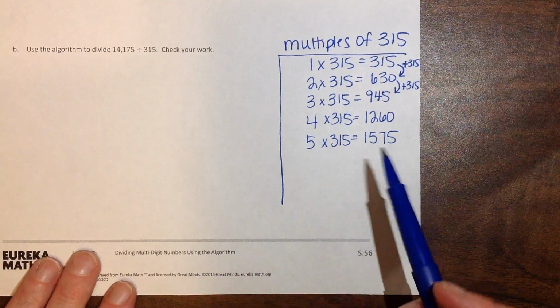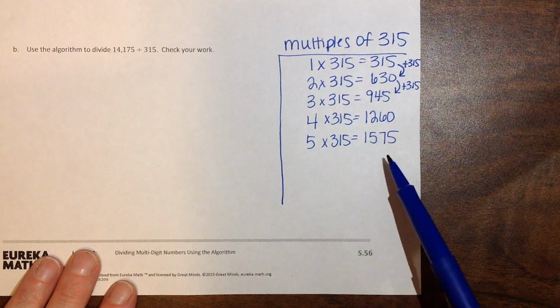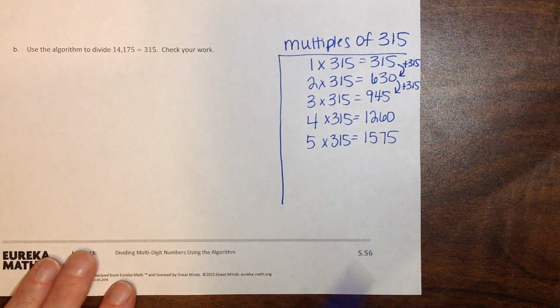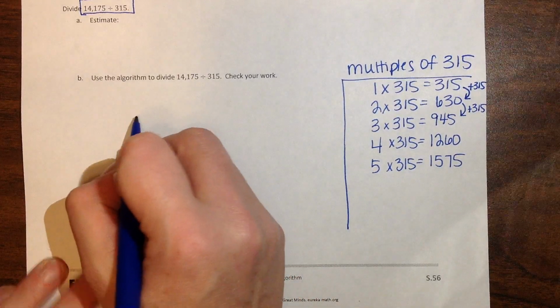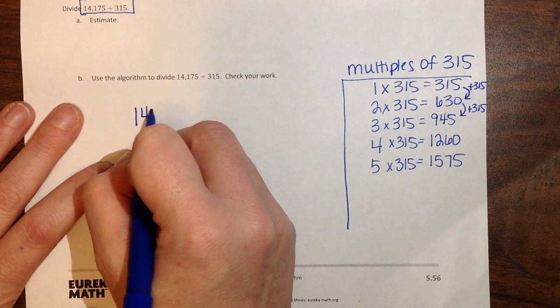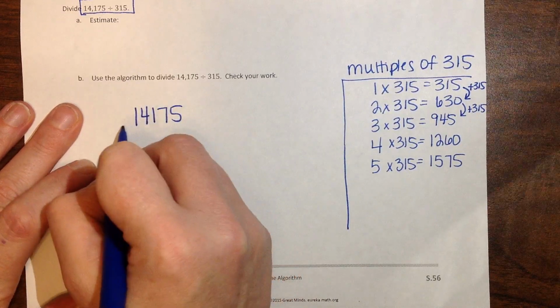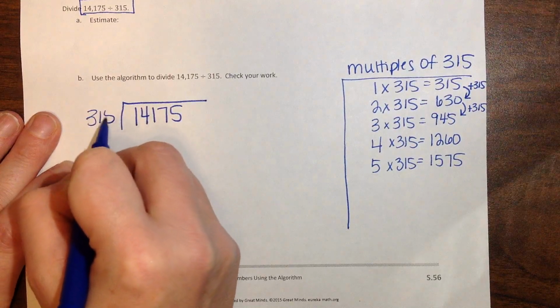That's a pretty big number. If I need to go farther when I get into the problem, I can always go back to my multiples table and continue on from there. Next step is to write the problem. So the dividend, 14,175 goes in the house. We're going to divide that by 315.